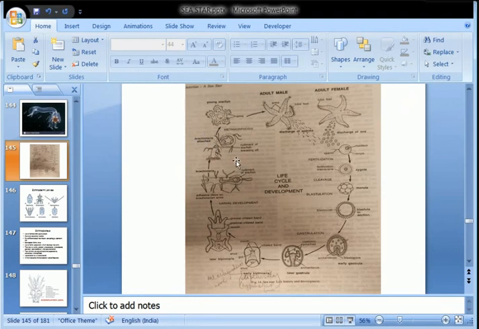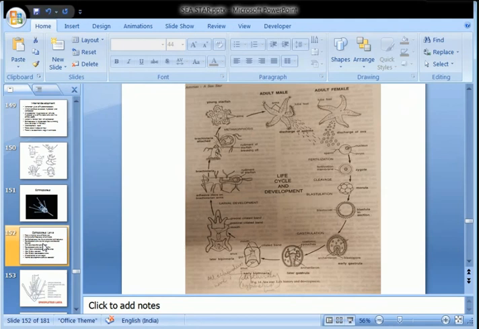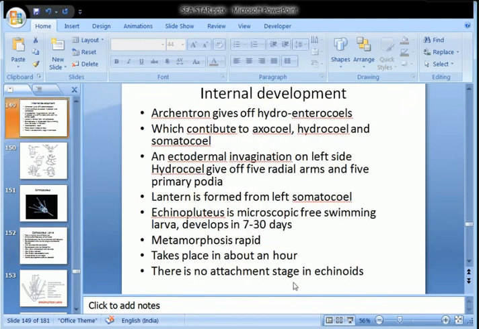There is a break, and then this part containing the rudiment of the future starfish is released, and then development occurs. So in case of echinoids, in case of echinopluteus, there is no attachment stage. So there is this echinopluteus larva, and the development of the larva occurs in this pattern. And metamorphosis is rapid, that is the change from the echinopluteus to the juvenile, and then growth occurs in the juvenile.